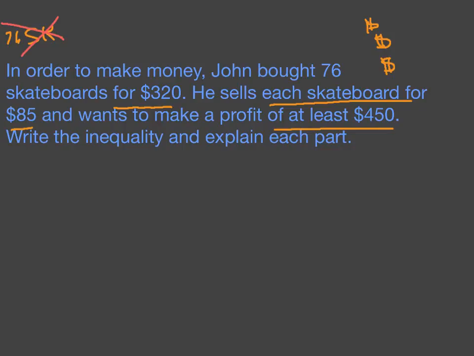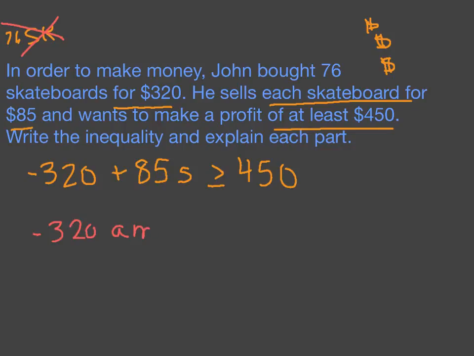So John goes to the store and he buys something. So he currently does not have that $320 anymore. So that is minus $320. Then he sells each skateboard for $85. So people are going up to him and giving him $85, but we don't know how many skateboards people are buying. So we're going to put an S. And we want that to be at least $450.